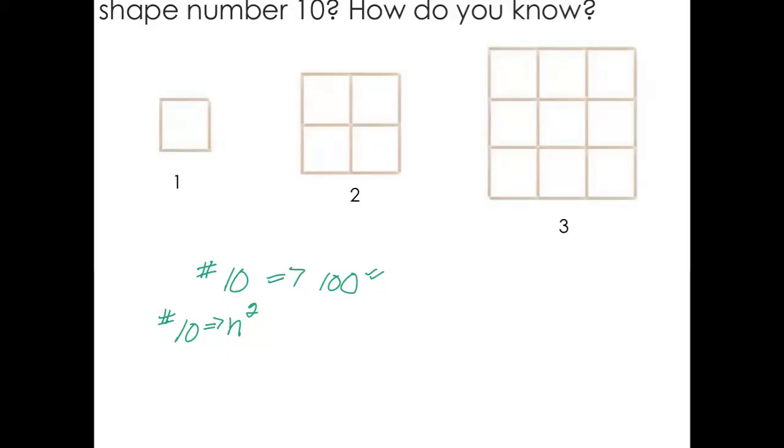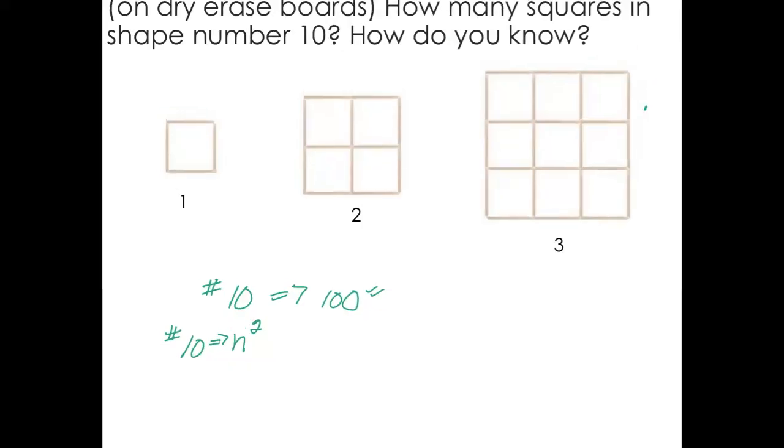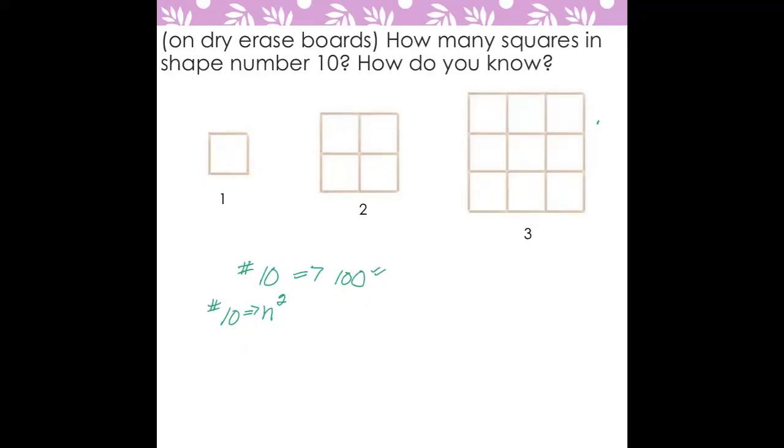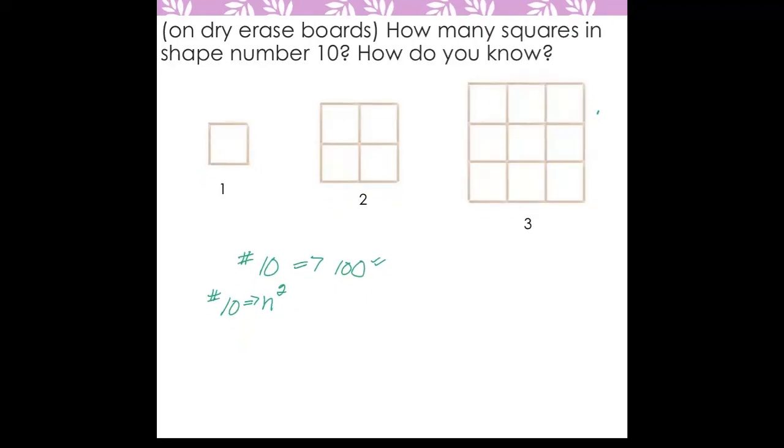I need somebody to convince me. So when I look at this, and maybe I'm overthinking. I am an overthinker. I will definitely attest to that. So in figure number 1, how many squares are there? 1.